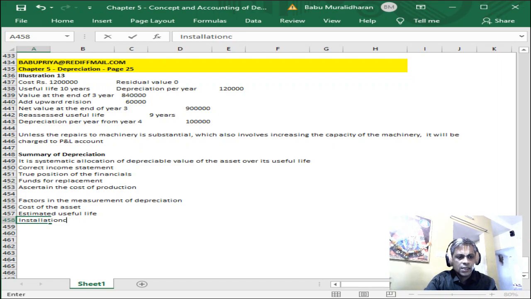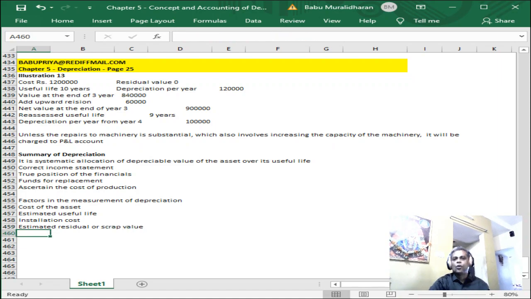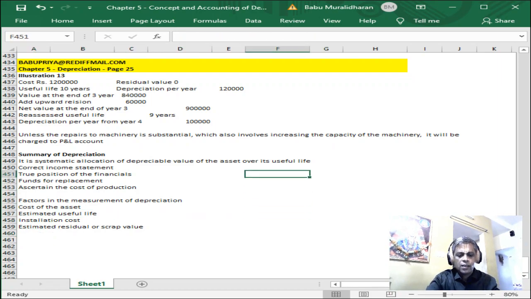Installation cost, and also the estimated residual or scrap value. These are all the factors that go into measuring and calculating the depreciation of the asset. Now, what are the different methods of depreciation? What we saw, let me put it here. Methods of depreciation. We saw multiple methods of depreciation, right?